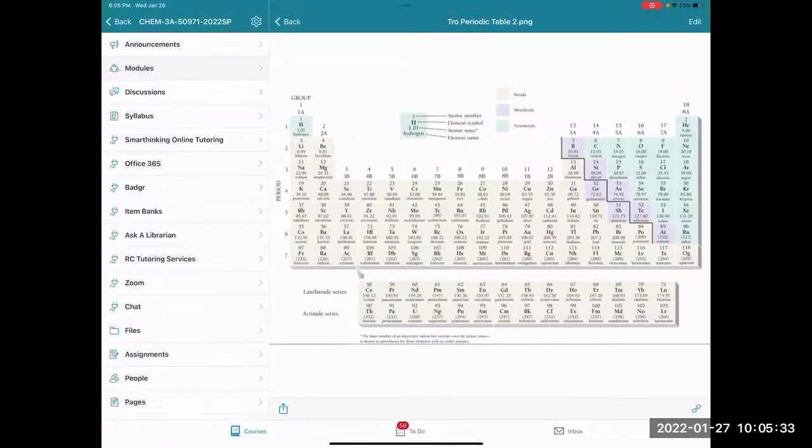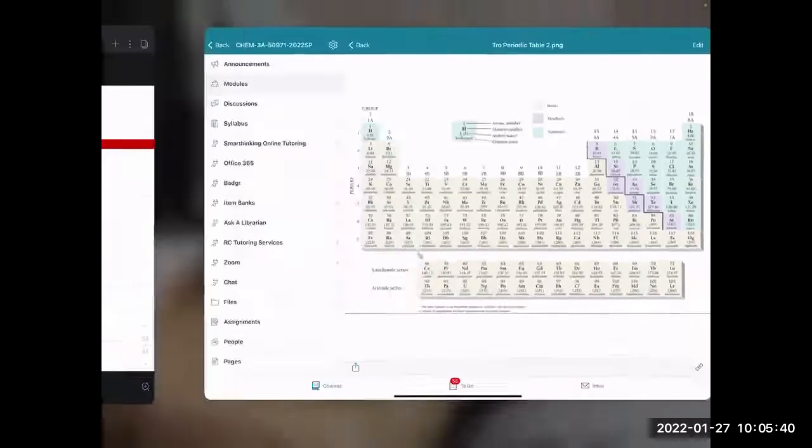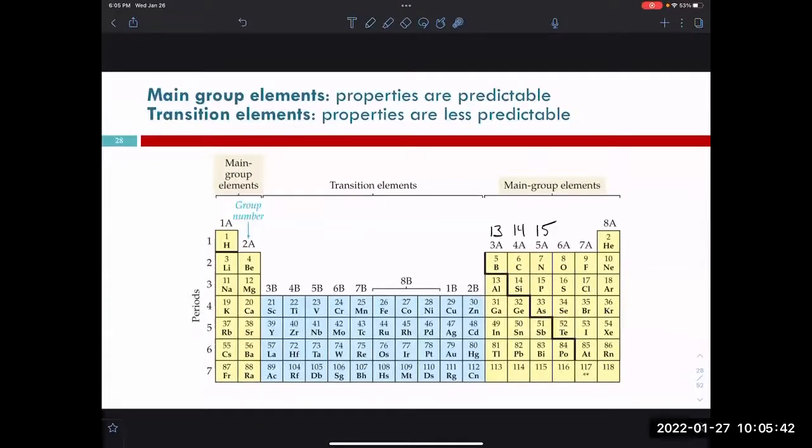As 1, 2, 3, 4, 5, 6, 7. They also have the main group separate labels. So 16 and 17 are the same as 6A and 7A. Like 13 is 3A. For the most part, we will be looking at main group metals. You'll have to know some transition metals, and those are on the list. But for the most part, we'll be working with the main group elements.